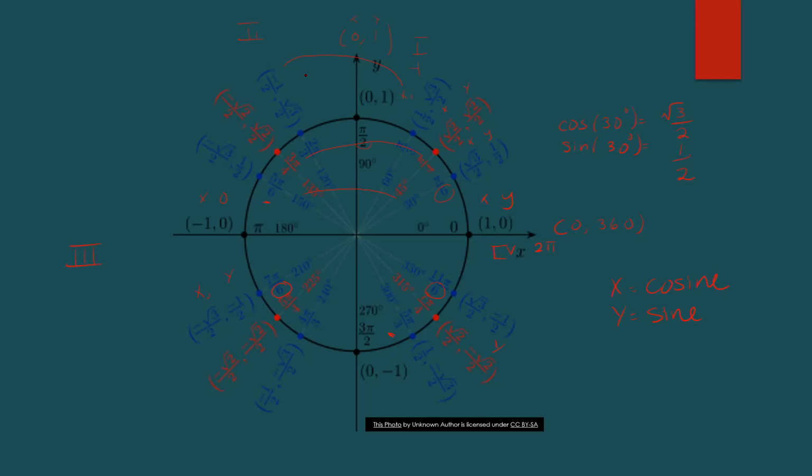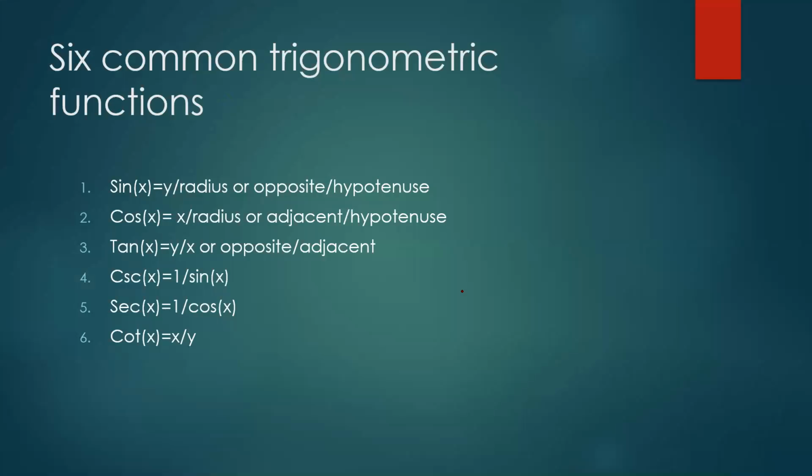So if you're in quadrant 1, the cosine and sine are positive. If you're in quadrant 2, the cosine or the x value is negative and the y value is positive. In quadrant 3, both the cosine and sine, or the x and y values, are negative. And in quadrant 4, only the sine, or the y value, is negative. Okay, so that's the unit circle. Okay, so let's talk about the 6 common trigonometric functions.